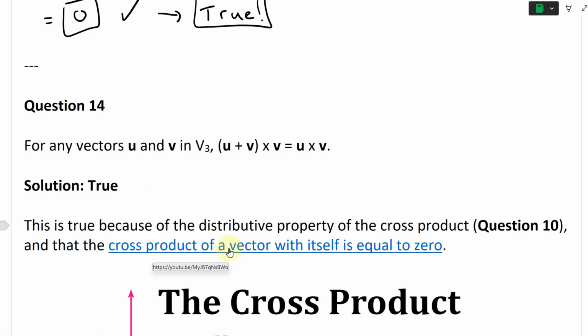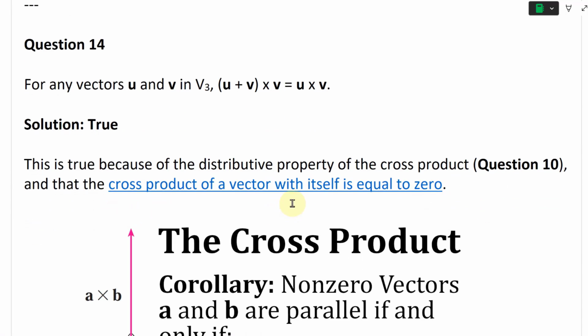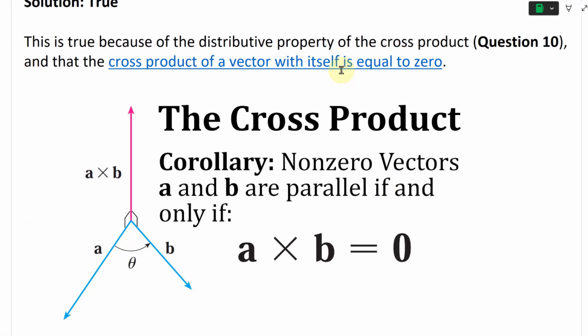So this is true because of the distributive property of the cross product, question 10, and that the cross product of a vector with itself is equal to 0. There's a link to my earlier video on that. It's pretty straightforward. The cross product gives you a perpendicular vector, but it also has a sine function there for the magnitude of it. But when this angle is 0, then the actual cross product goes to 0. So non-zero vectors a and b are parallel if and only if a cross b is equal to 0. Yeah, so they're parallel when these are directly on them, and then the cross product gives a 0 there.